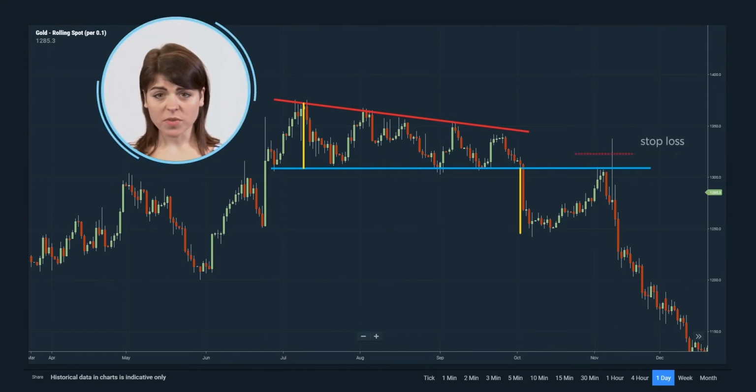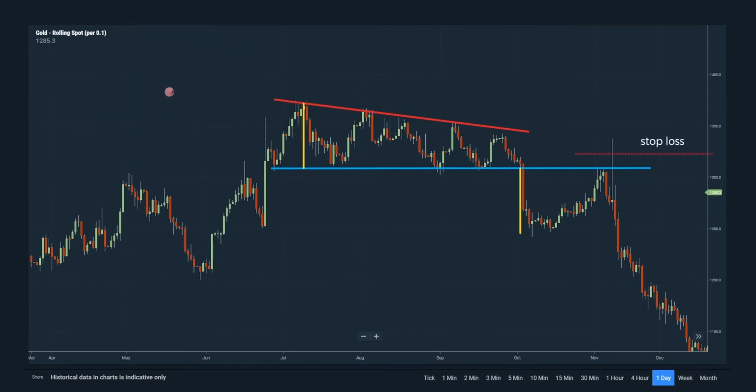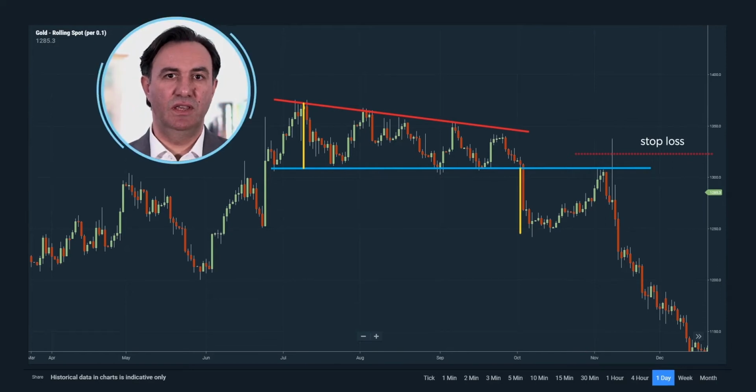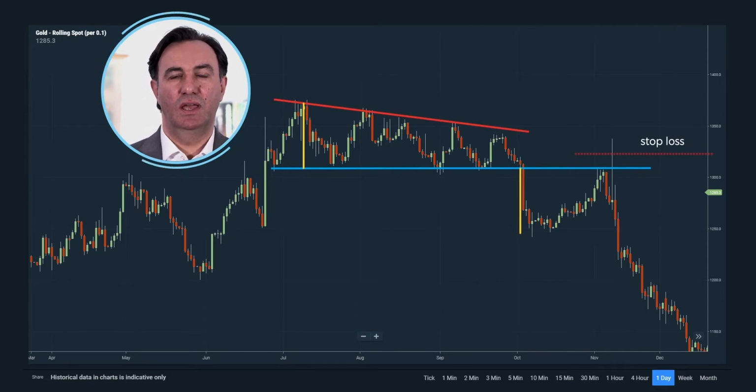And the stop loss might be set above the old support line? Yes, it seems logical to set it here, because if this resistance line gets broken, it's no longer a strong pattern.